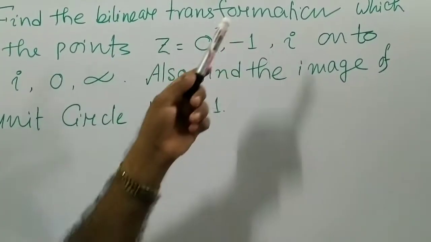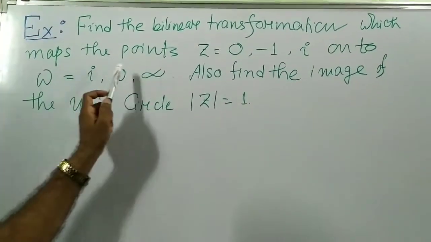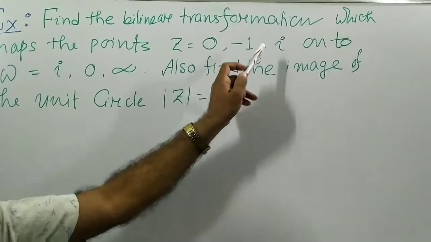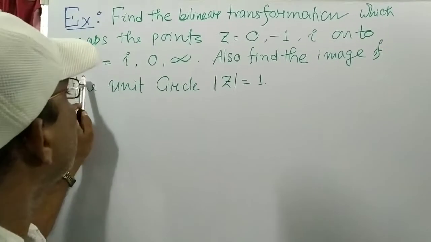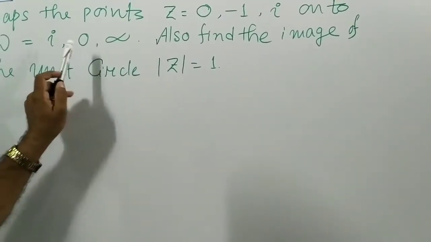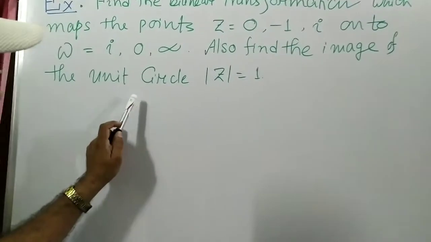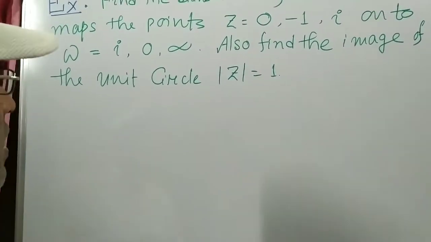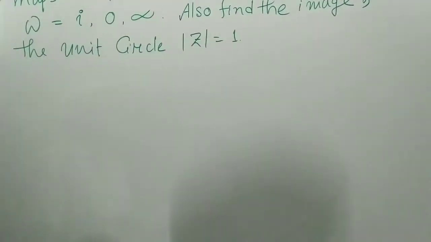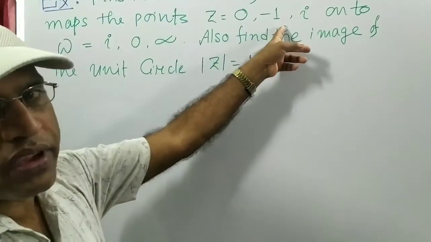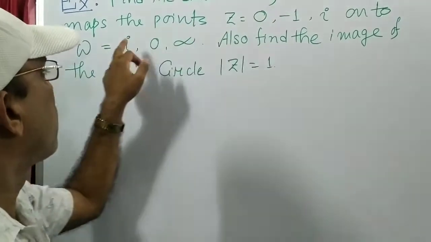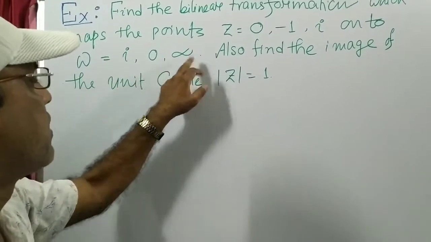Find the bilinear transformation which maps the points z equal to 0, -1, i onto w equal to i, 0, infinity. Also find the image of the unit circle |z| = 1. So these are the values of z given: 0, -1, i, and w given: i, 0, infinity.